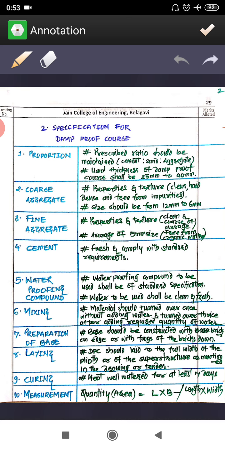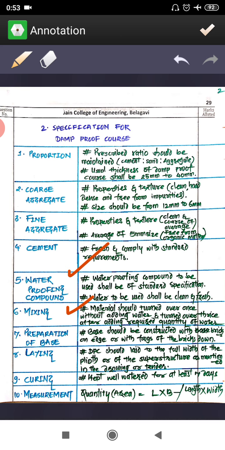The next one will be the waterproof compound. You are going to mix this with the water, and the waterproofing compound to be used shall be of a standard specification, and the water you are adding should be clean and comply with the standard requirements. It means it should be clean and it should be fresh. The next one will be the mixing, how you are going to mix it.